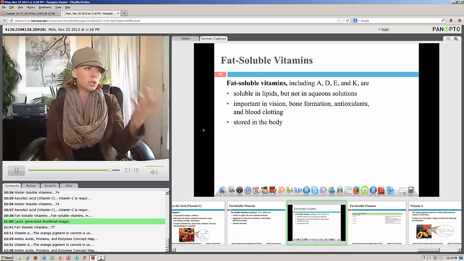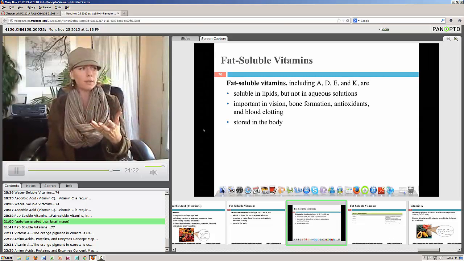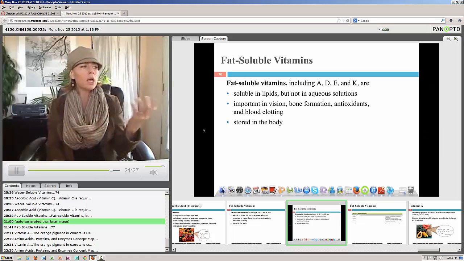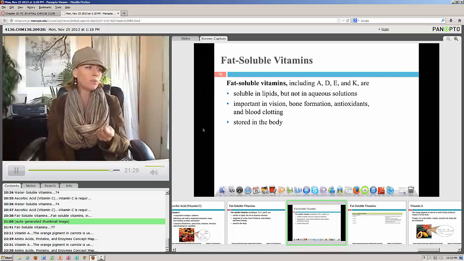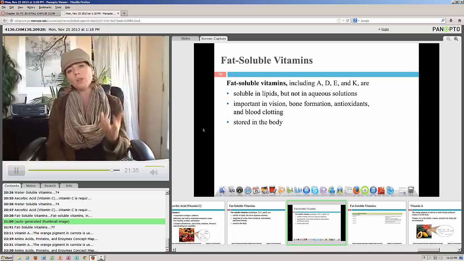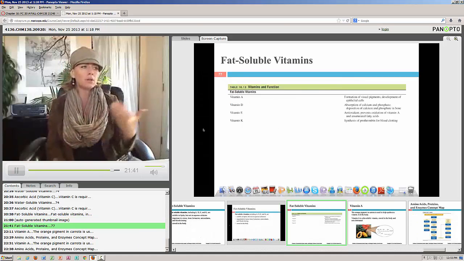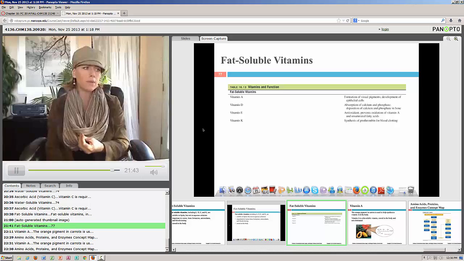They're important for vision, with vitamin K. You've got vitamin D, which is involved with all kinds of things with the skin, and A and E as well. So they're also important with bone formation with vitamin D, antioxidants, and blood clotting. So they're important to be there. However, when you take those vitamins, they're stored in the body until further use. And if you have excess of those, then you can literally overdose on those fat-soluble vitamins. So they can be very, very dangerous.